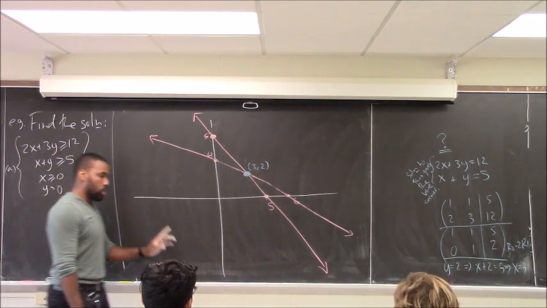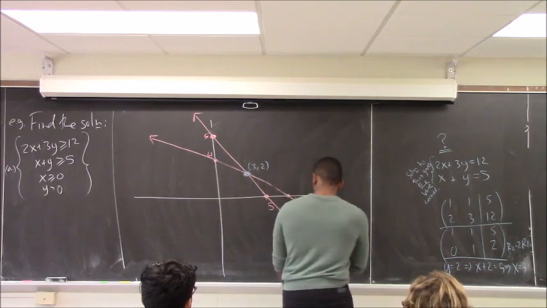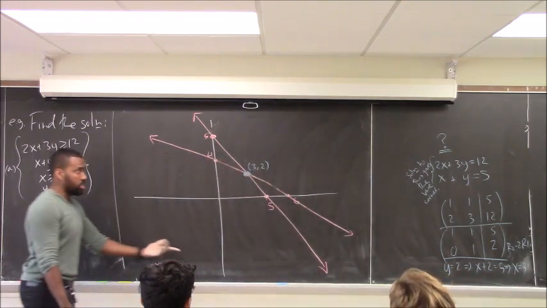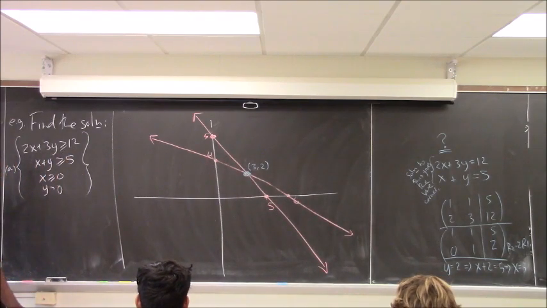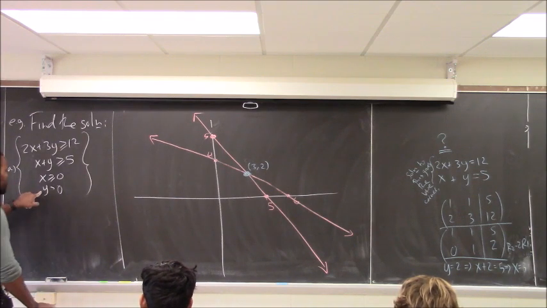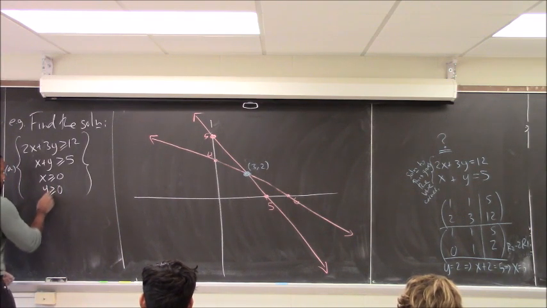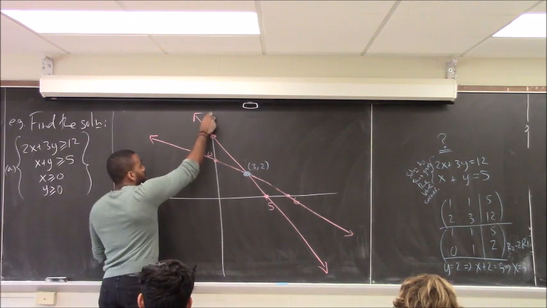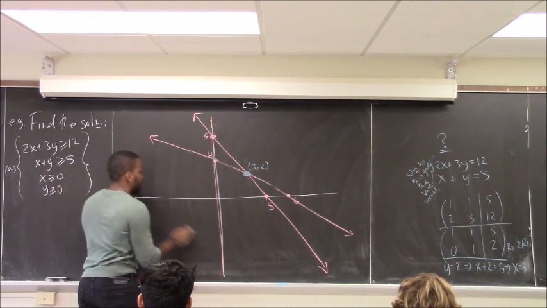Now being able to find the corner points is going to be a very important thing. Finding the corner points is really you setting up a system of equations. Now the other ones are x equals 0 and y equals 0. That's going to be here, and here.